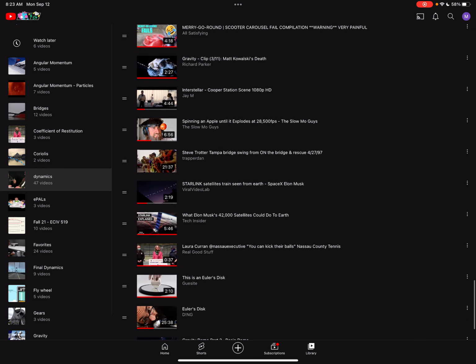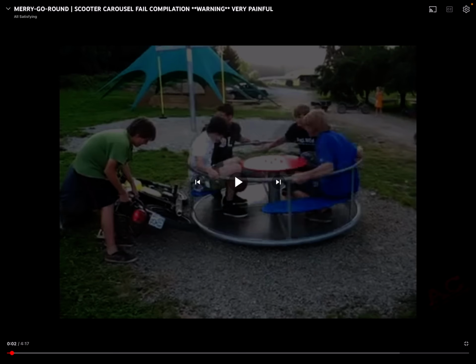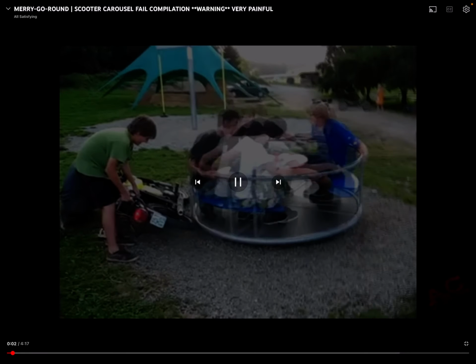Preface this, trigger warning, or be careful, don't do this at home. What happens is I always put this in my library and then it keeps getting taken down, and so I have to go find it again. These are people on merry-go-rounds, and they get motorcycles or scooters or something like that to get these things going really fast, and then they sit on them and feel all of those accelerations that we were just discussing. Okay? Don't do this.